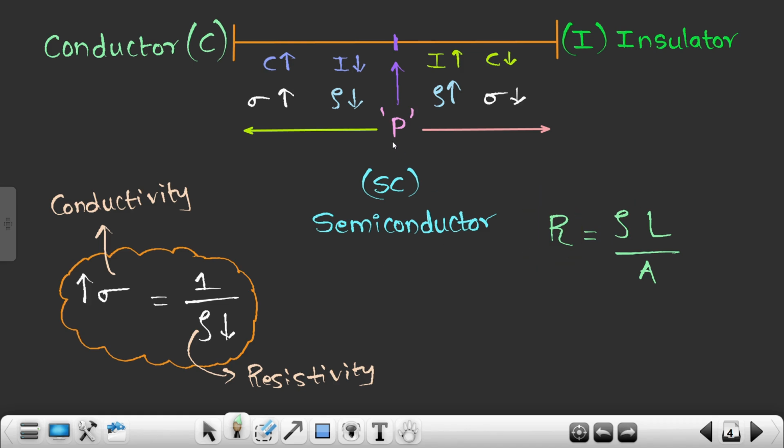What does that mean? It means your semiconductor will behave as an infinite or strong resistor, providing a very high resistance if its resistivity is increasing. On the contrary, if its resistivity is decreasing, it will provide negligible resistance. That means it will act as a conductor. I hope you are able to understand this concept.